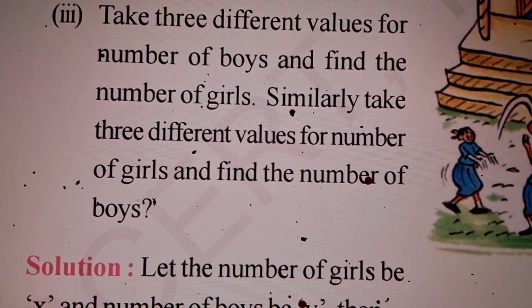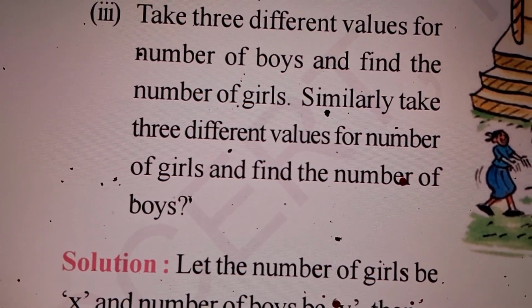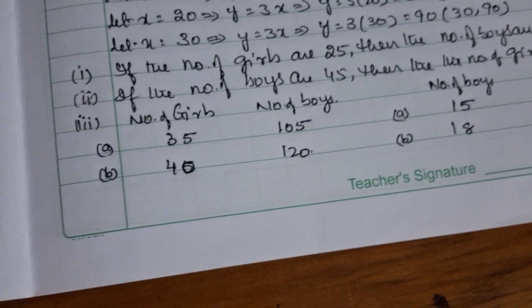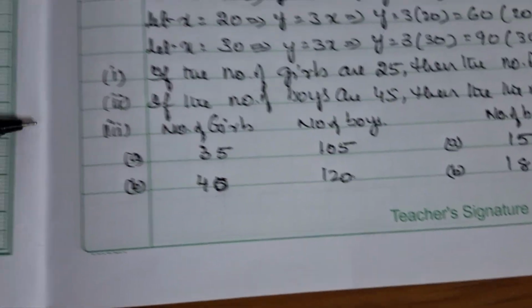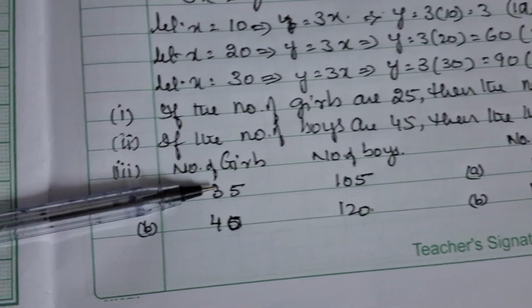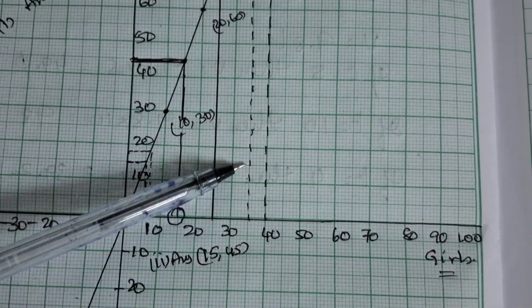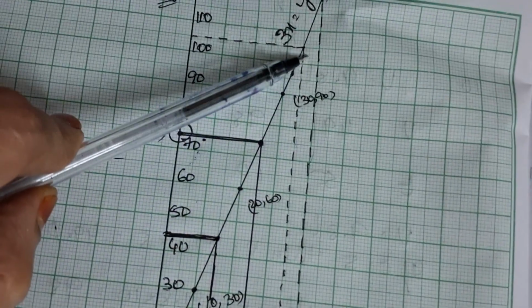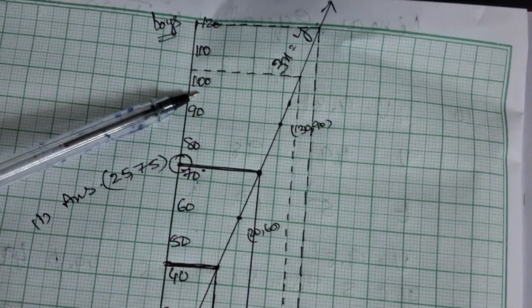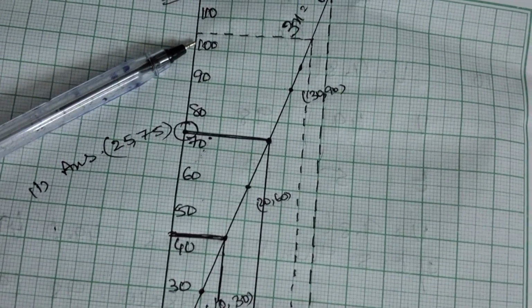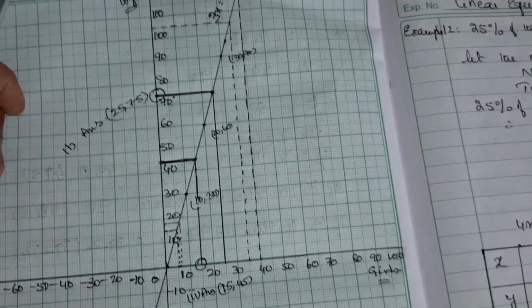Similarly, take 3 different values for number of girls, find number of boys. So here what they are taking, number of girls different. I have taken 2 children. You can go for the third one with the help of this knowledge. See, I have taken number of girls 35. So when I take 35 as the number of girls, see 30 and 35. This is 30, this is 40, 35. So this line is intersecting the line here. So how much I have got? 110 in between the line, 105. So if girls are 35, boys are 105.